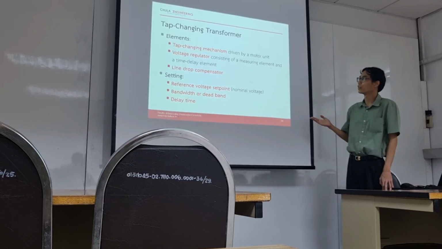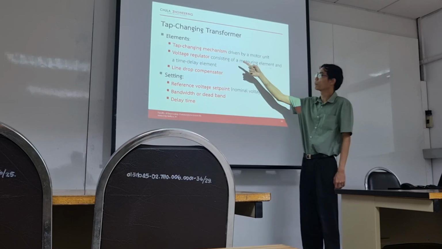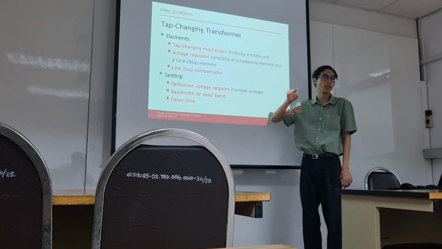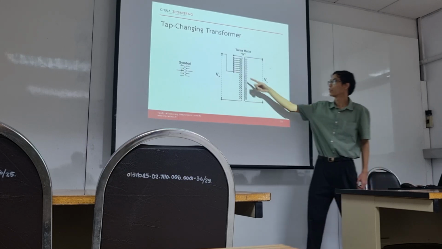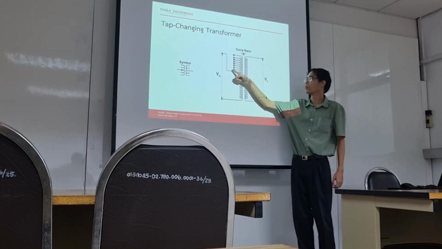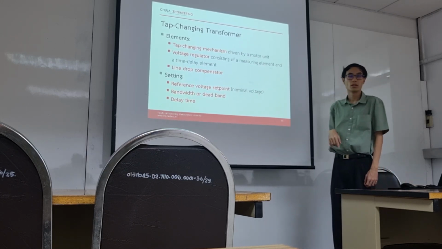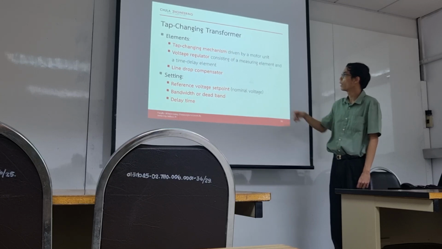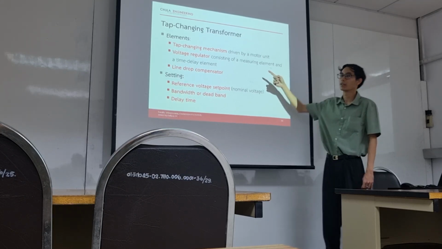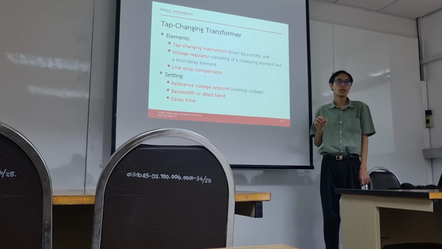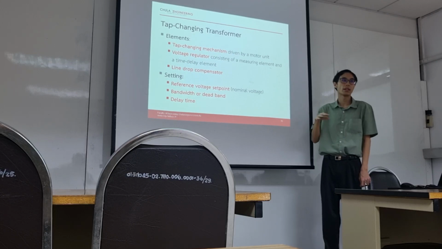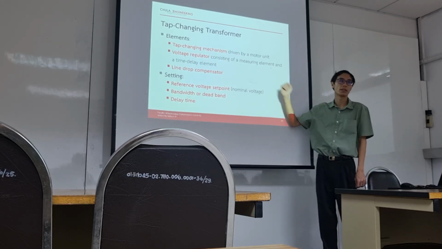So these are the elements that we use to adjust the tap. First, we must have the tap changing mechanism driven by the motor. The motor can move the tap up or down. And then we have a voltage regulator and also the time delay element. For this, we first measure the voltage, and then we adjust the tap according to the voltage. We try to regulate the voltage at the output of the transformer.